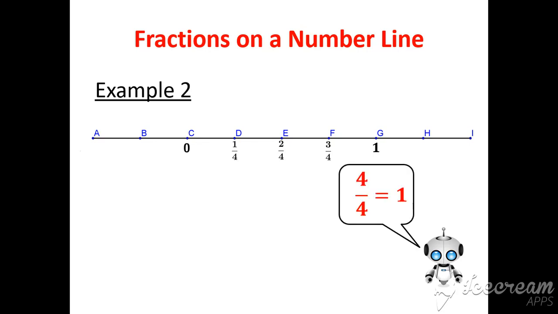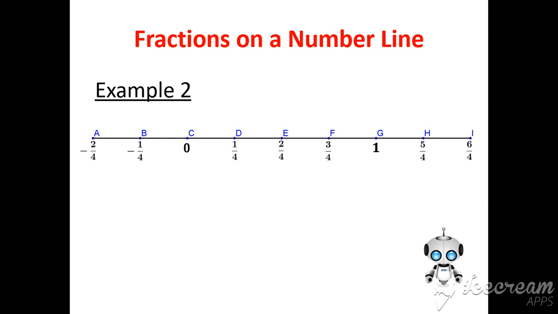3 quarters. Remember, 4 quarters is the same as 1 whole. 4/4 is the same as 1. So that must be 5 quarters and 6 quarters. And if I was to go back to points A and B, remember we've got to 0. So now we've got to go into the negatives on the left-hand side of 0. So that must be -1/4, and that must be -2 quarters.